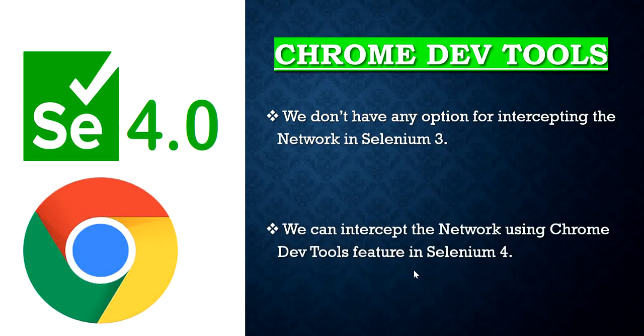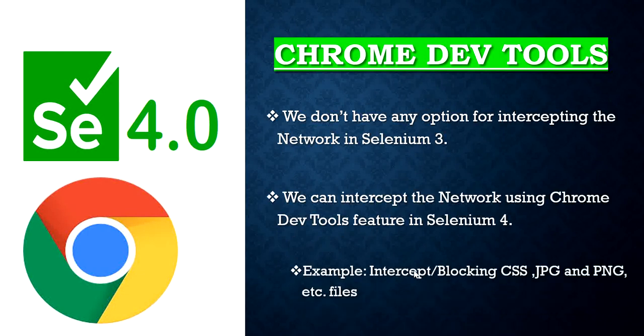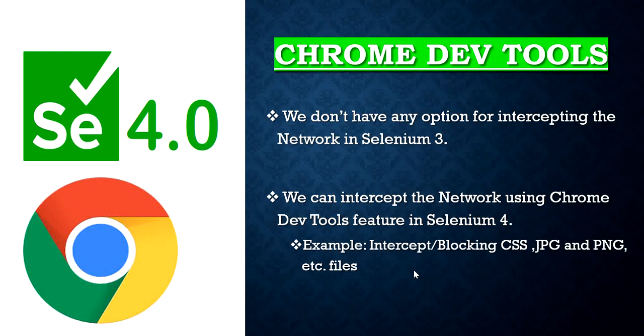If you talk about Selenium 4, we can intercept the network via the Chrome DevTools feature in Selenium 4. For example, intercepting or blocking CSS, JPG or PNG files. Okay, let me demonstrate how we can intercept the network.